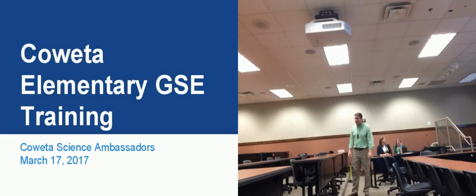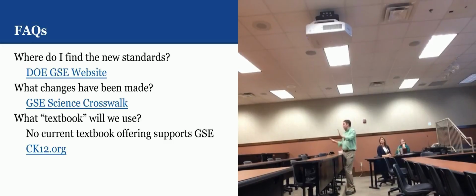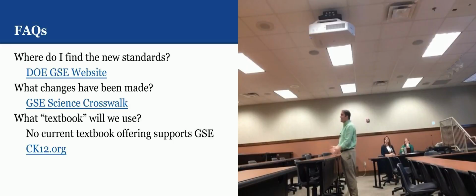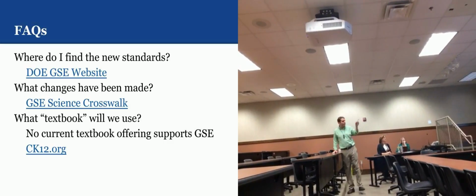So next one. I'm starting with some FAQs because I want to get to the point where we're doing the good stuff. Where do I find the new standards? We put a link directly to the GSE website on the DOE website. What changes have been made? There's a crosswalk document that shows you a side-by-side comparison of the standards. General statement: most of the content, the facts, figures, formulas, is the same. It's the student expectation that is different. Okay? But you can see the crosswalk there.